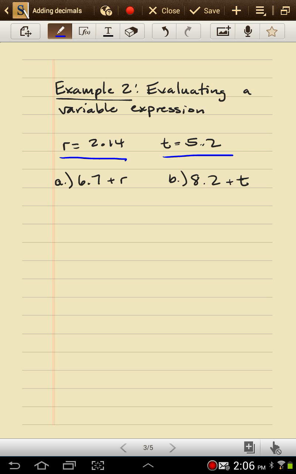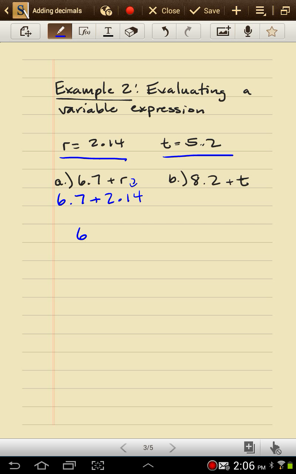Now all you have to do here is substitute, what we call substituting in. So you have to substitute the number in for the variable. So I would just have 6.7 plus, and then I substitute R is 2.14, so I put 2.14 there. So I'm just exchanging the R for the 2.14.